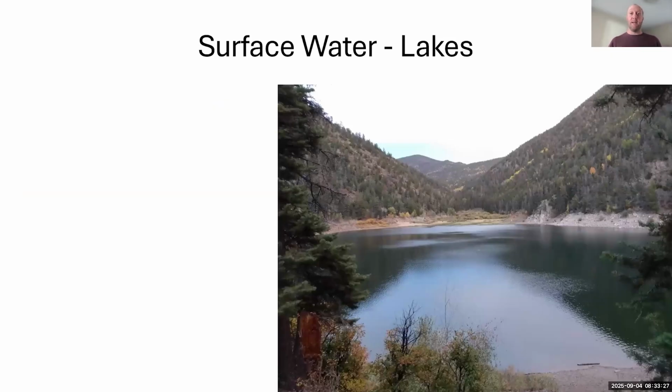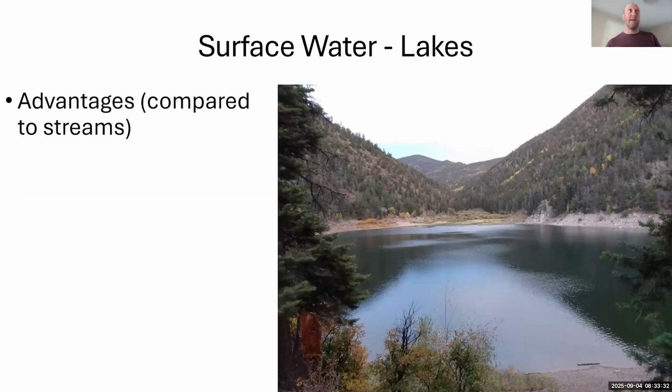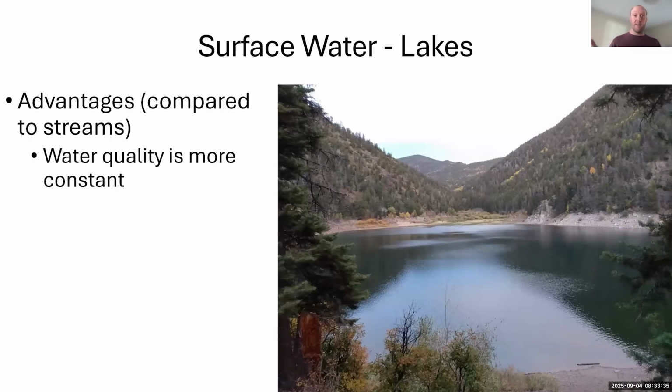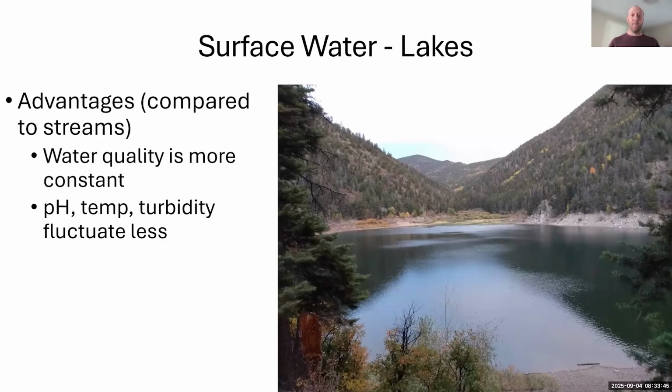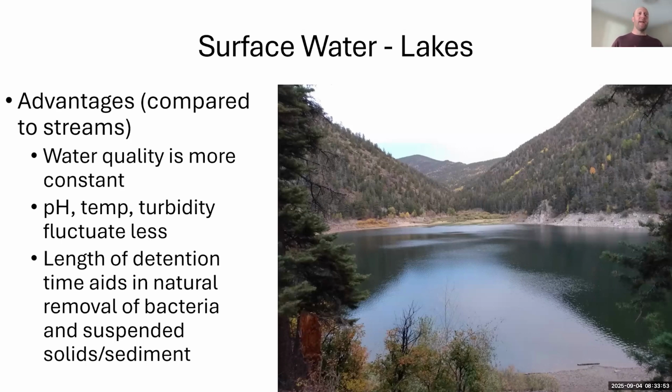Okay, and then there's differences between lakes and streams as well. So some advantages of lakes versus streams. The water quality is more consistent. It's a larger body of water. It takes a lot more time to change that because it's not flowing. It's more constant. And then thus the pH, the temperature, turbidity, they fluctuate a lot less than in a creek. And then the length of the detention time. So that just means that water is in there for quite a while, whereas a stream is flowing all the time. So that aids in the removal of bacteria and suspended solids.